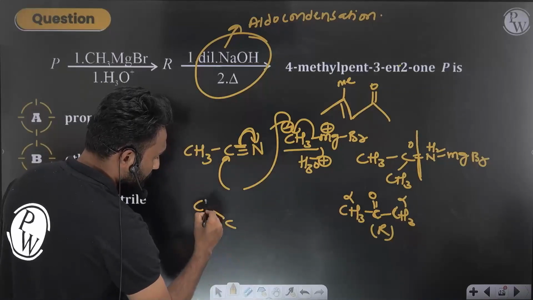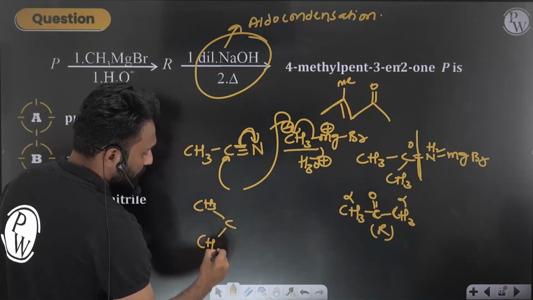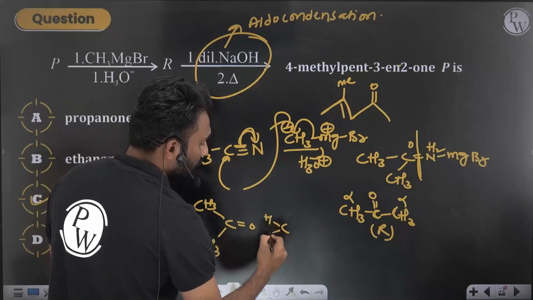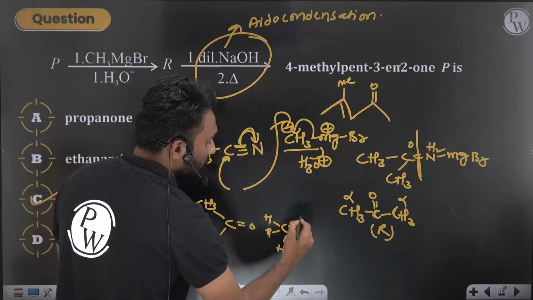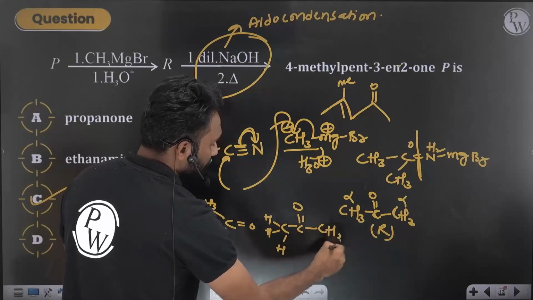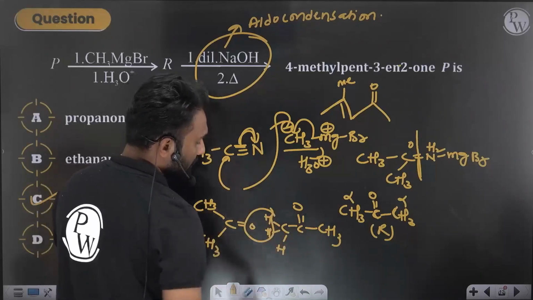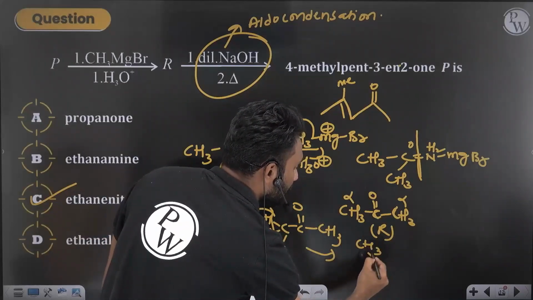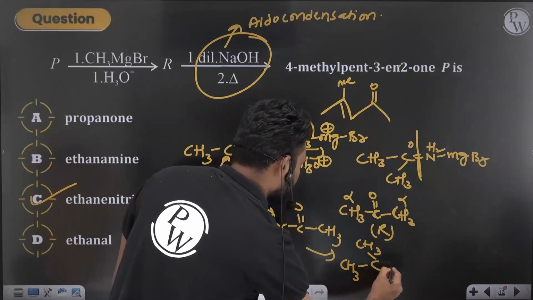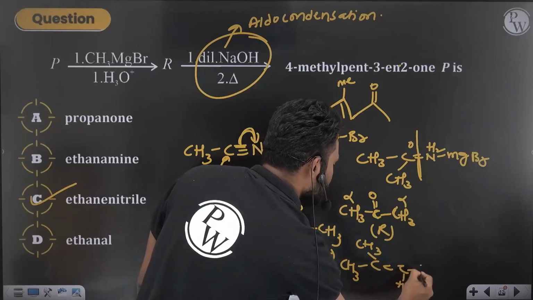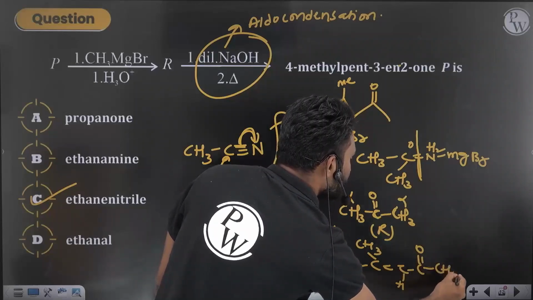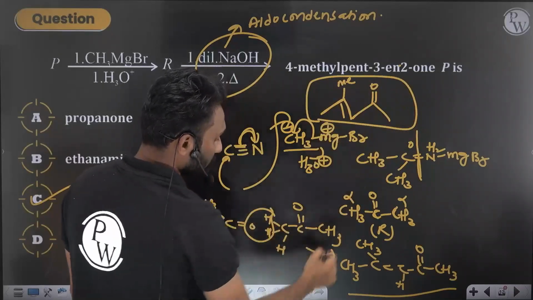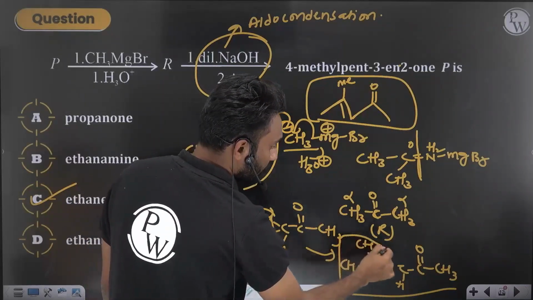Here the CH3, here the CH3, here the double bond. Now from the alpha hydrogens, three hydrogens, C double bond O and the CH3. Now as H2O is eliminated, the product will be CH3, double bond CH, C double bond O, CH3. Here and here it is the same, right?